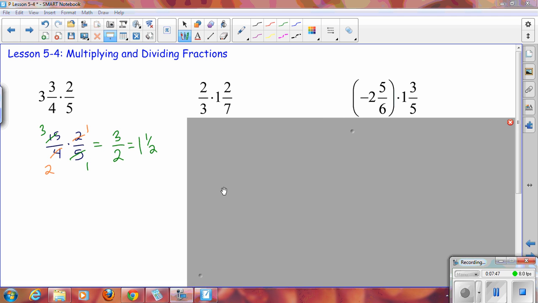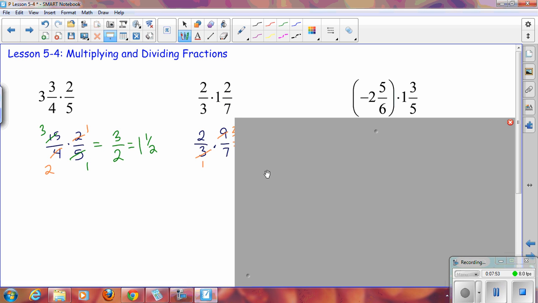2/3 times 1 2/7. 1 2/7: 1 times 7 is 7, plus 2 is 9. So that gives us 2/3 times 9/7. 3 and 9 are both divisible by 3. That gives you a 1 on the bottom and a 3 on the top. 2 times 3 is 6, and 1 times 7 is 7.